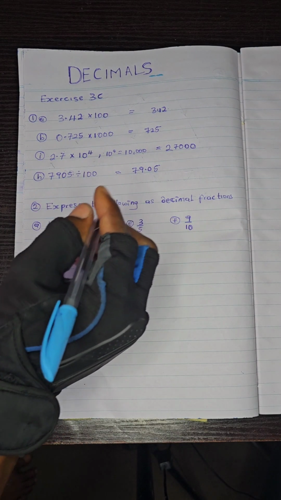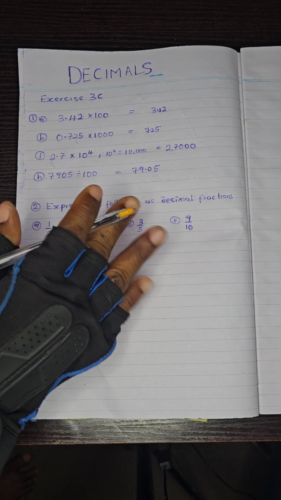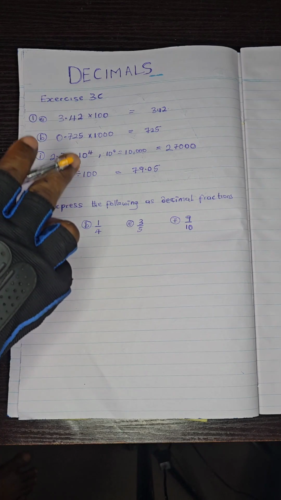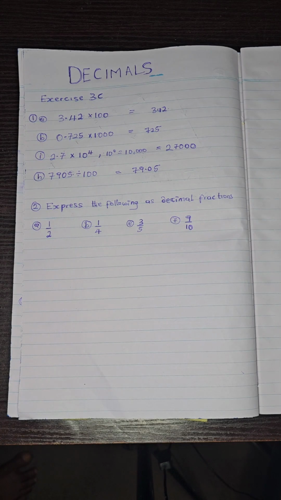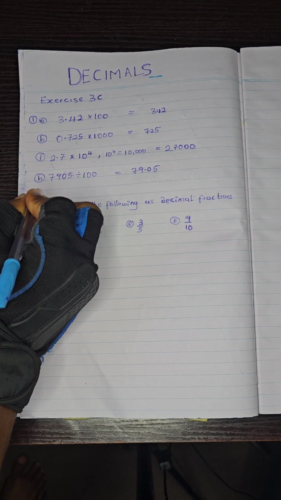When you are dividing, you move the decimal point left, but when you are multiplying, you move the decimal point right. This is just the shortcut to deal with 10 or any power of 10 multiplying or dividing a decimal number. The second thing we are going to deal with, let me give another example for this division sign.